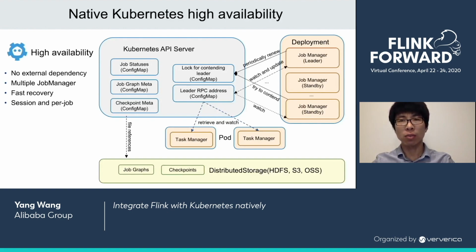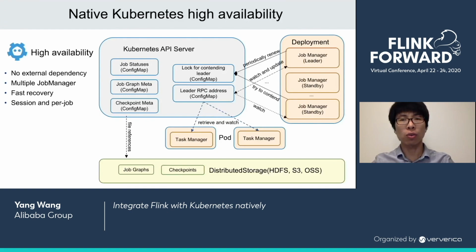How could the task manager connect to the job manager? For the high availability implementation, the leader retrieval service will get the active job manager address from the leader config map and then register to it. Also, the leader retrieval service watches the leader config map. When it changes, it could reconnect to the new one.